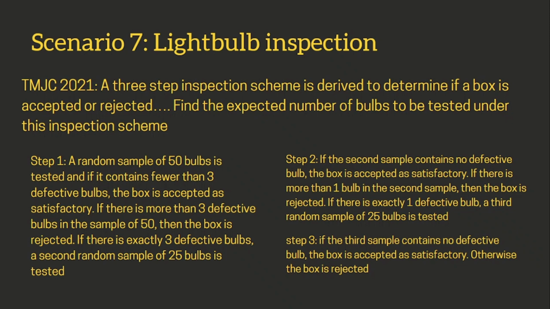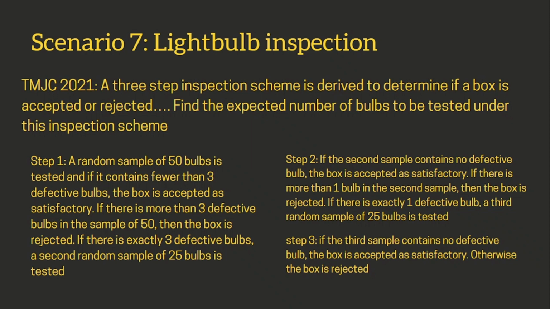What happens is that a random sample of 50 bulbs is tested. If it contains fewer than 3 defective bulbs, the box is accepted as satisfactory. If there are more than 3 defective bulbs in the sample of 50, then the box is rejected. But if there are exactly 3 defective bulbs, a second random sample of 25 bulbs is tested. If this second sample contains no defective bulb, the box is accepted as satisfactory. But if there is more than 1 defective bulb in the second sample, then the box is rejected. If there's exactly 1 defective bulb, a third random sample of 25 bulbs is tested. And if there are no defective bulbs in this last sample, the box is considered satisfactory. Otherwise, the box is rejected.